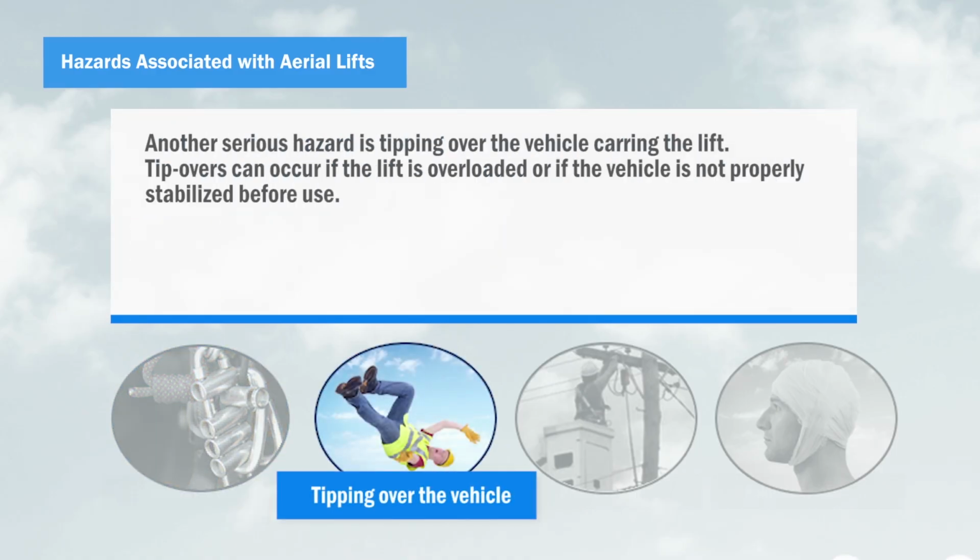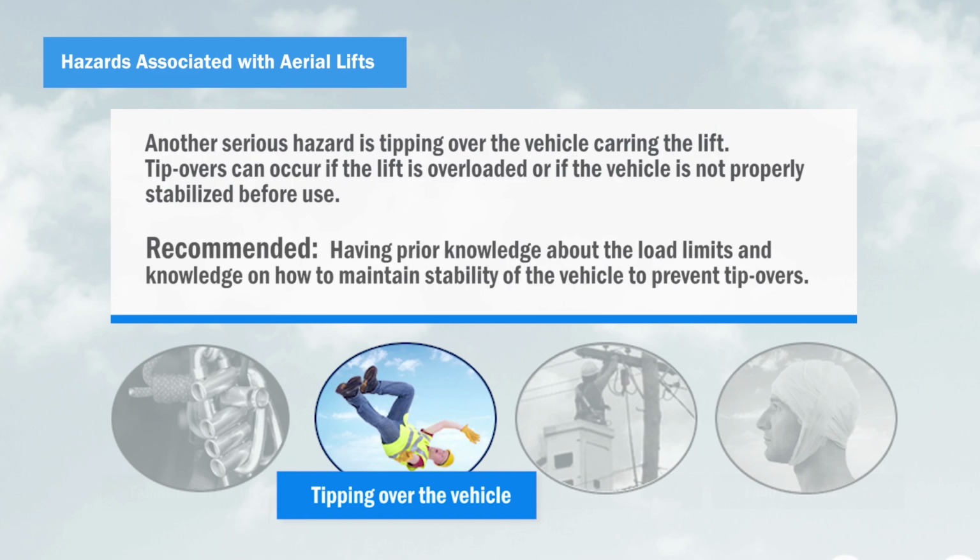Tipping over the vehicle. Another serious hazard is tipping over the vehicle carrying the lift. Tip-overs can occur if the lift is overloaded or if the vehicle is not properly stabilized before use. Recommended: have prior knowledge about the load limits and knowledge on how to maintain stability of the vehicle to prevent tip-overs.